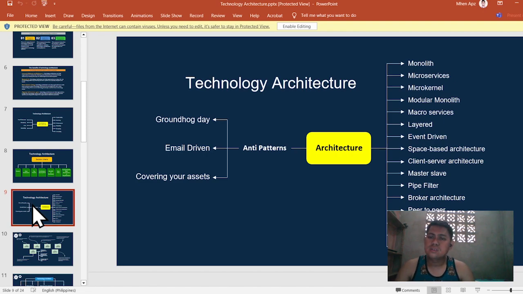microservices, microkernel, modular monolith, macro services rather, layered, event driven, space based architecture, client server architecture, master slave, pipe filter, broker architecture, peer to peer, MVC, Blackboard, and the interpreter.